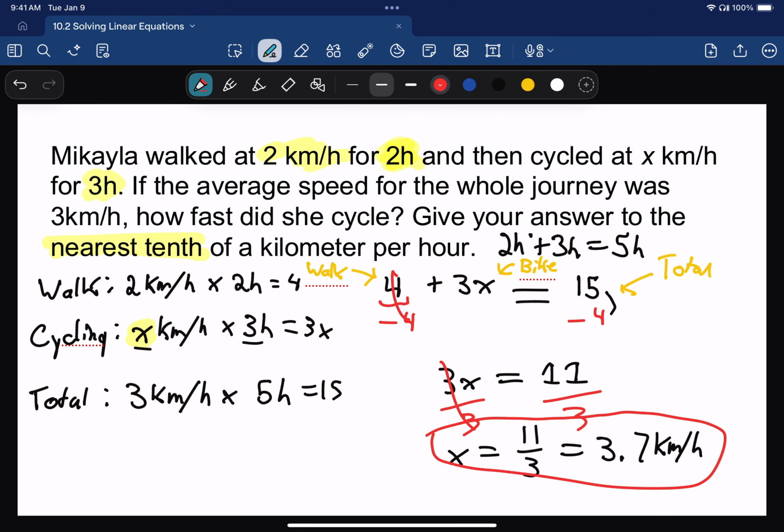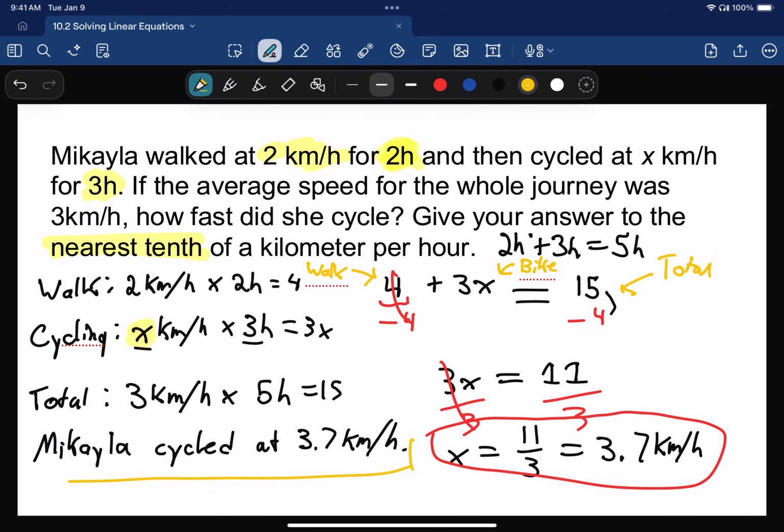So if the average speed for the whole journey was 3, how fast did she cycle? So we can say Michaela cycled at 3.7 kilometers an hour. And this is the answer to our question.